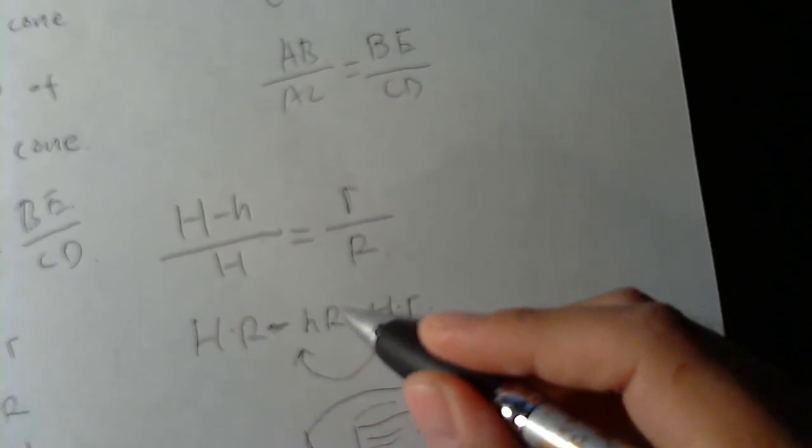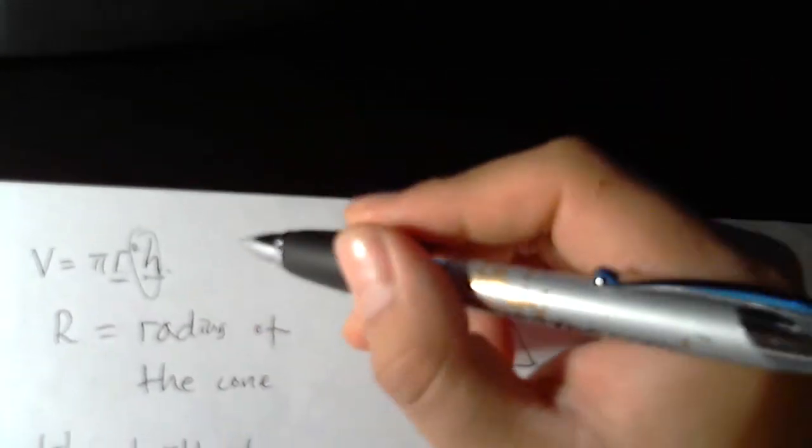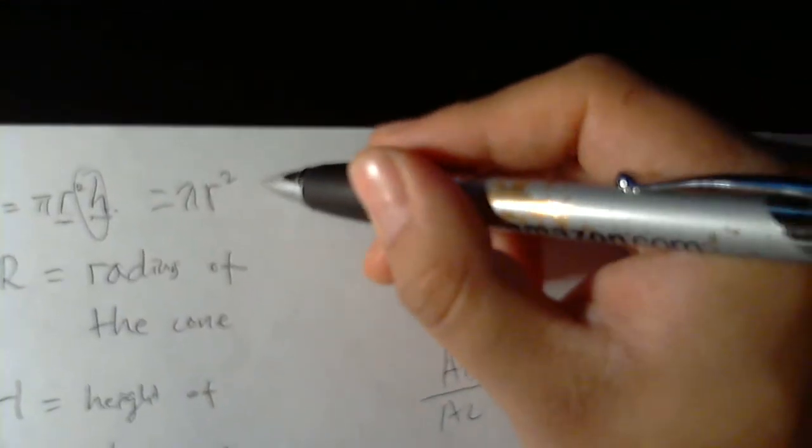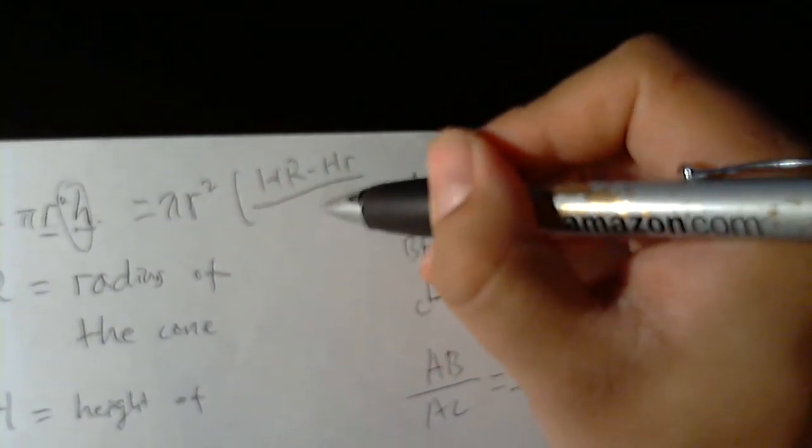Then I'm going to move this term over here and that term over there. I get capital H times R minus capital H times little r equals little h times capital R. So little h equals capital H R minus capital H r, all over capital R. Now you plug this back into the volume, all the way back to here: pi r squared times (HR minus Hr) all over R.